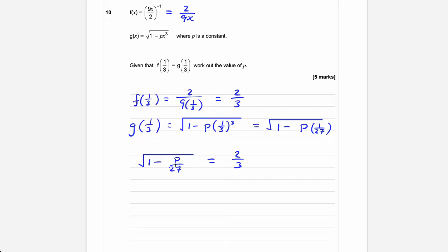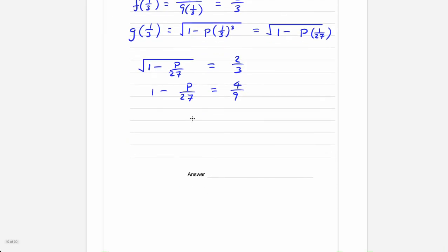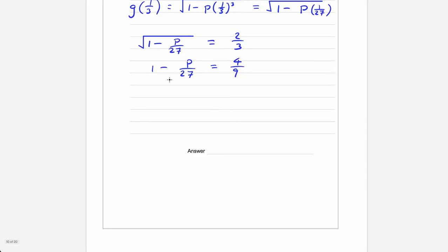Fine. Need to get rid of the square root. Square both sides. 1 minus p over 27 equals 4 over 9. Okay, I don't love fractions, well, I do love fractions, but I don't like these denominators. So what I'll do is multiply across by 27. If I multiply by 27, it'll remove the 9.